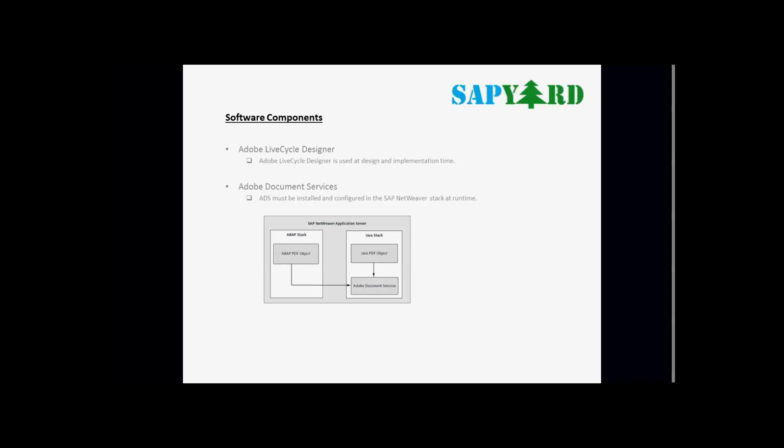In our NetWeaver application, we have two stacks: one is the ABAP stack and the other is the Java stack. ADS is always installed in the Java stack of the NetWeaver application. With the ABAP stack, when we want to create forms in our SAP system through a transaction code to call the form builder application, we have to configure RFC connections so that our ABAP stack can interact with the Java stack and reach the installed ADS.